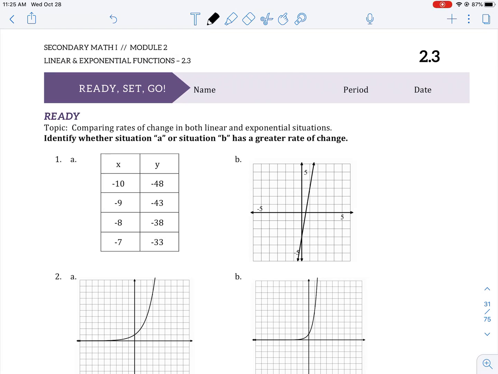So I hope you have a pencil, paper, and that you're ready to get to work on the RSG of 2.3. So for the ready, comparing rates of change in both linear and exponential situations. Identify whether situation A or situation B has a greater rate of change.